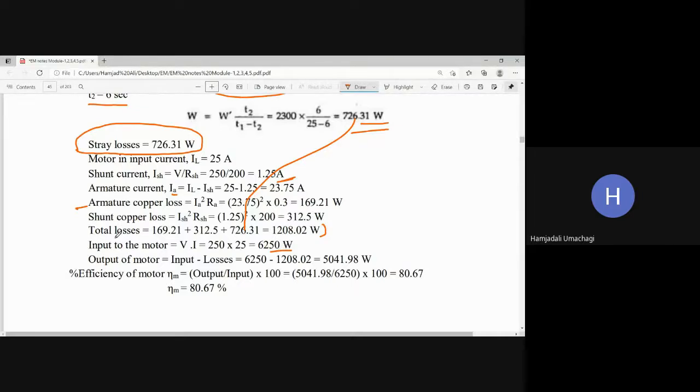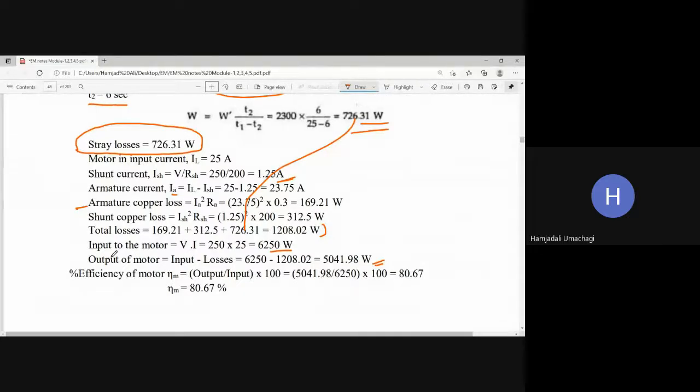If I know total loss and I know input, then how to calculate output? Output is input minus total losses. Input is 6250 minus losses 1208.02. Then obviously the output will be 5041.98 watts. So this is the output of the motor.